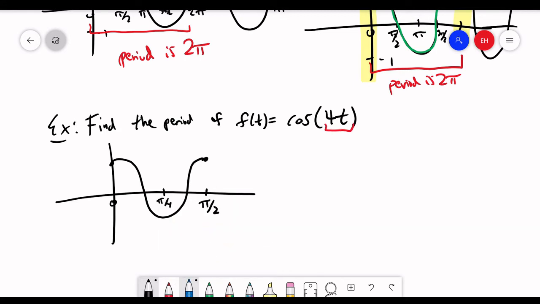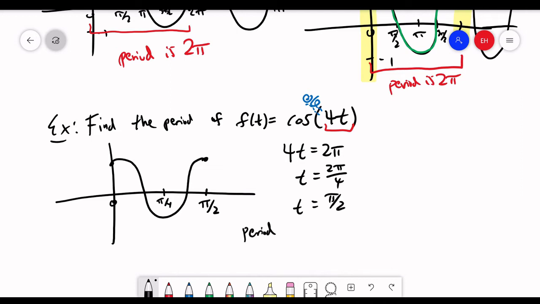So we can sketch a couple of the points and look at the graph and see that it takes pi over 2 before this cosine repeats. Now there's an easier way to do it, which is to just look at the inside of the cosine function and say, well, we know cosine needs to see 2 pi before it repeats. So what t do you have to put in here so that it's equal to 2 pi? So we just set it up for 4t equals 2 pi, divide by 4, and we get that t is equal to pi over 2, which is going to be our period.